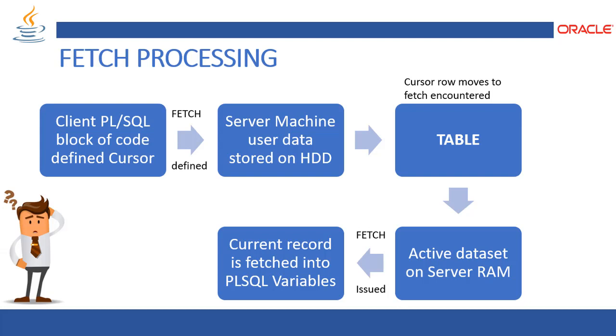So as the fetch into instruction defined in a PL/SQL block of code executes on a table, the pointer will move to the next row or the next active data set. That's how we retrieve the value the fetch is pointing to. So the current record is fetched into the PL/SQL variable. That's how fetch processing works internally in an Oracle engine in case of explicit cursors.